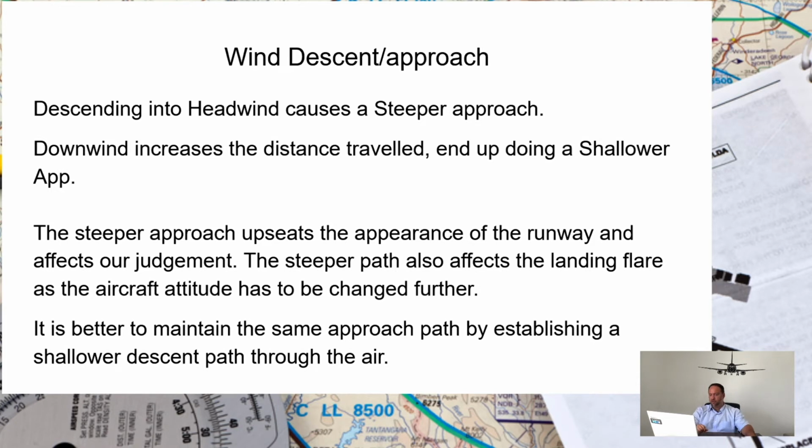The steeper approach upsets the appearance of the runway and the effects of judgment. The steeper path also affects the landing flare, and the aircraft attitude has to be changed further. It's even harder to see with a steeper angle. It is better to maintain the same approach path by establishing a shallower descent path through the air.